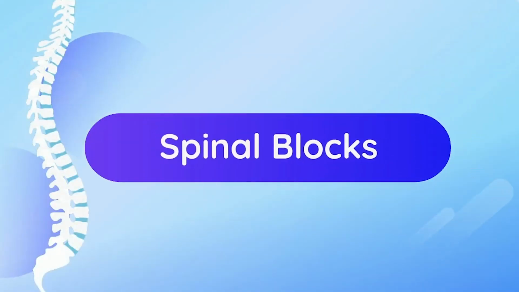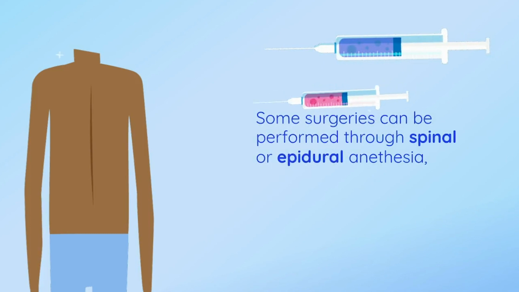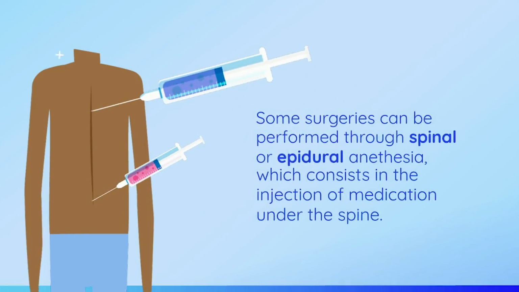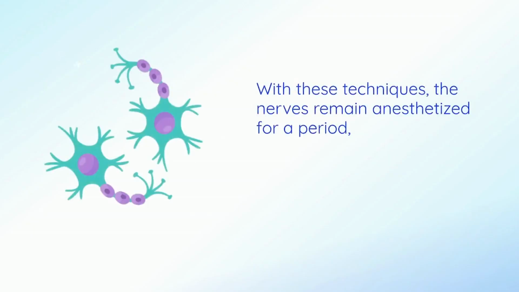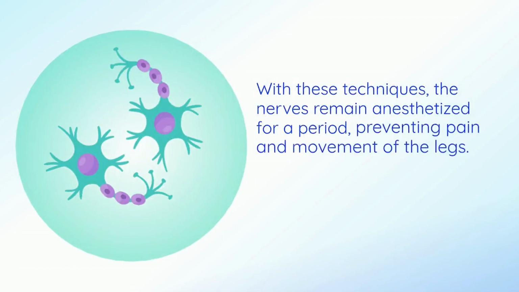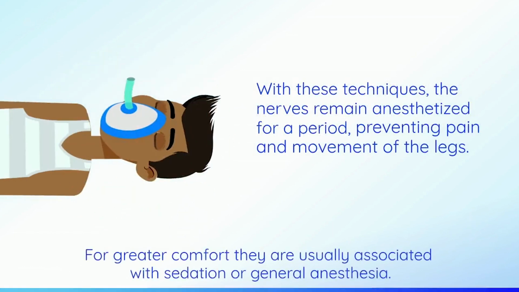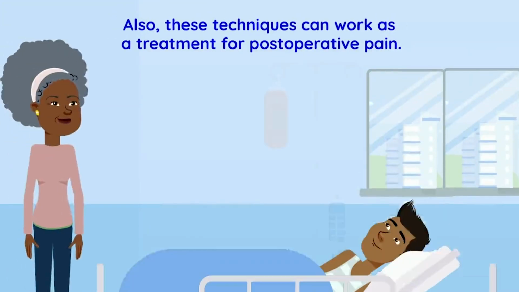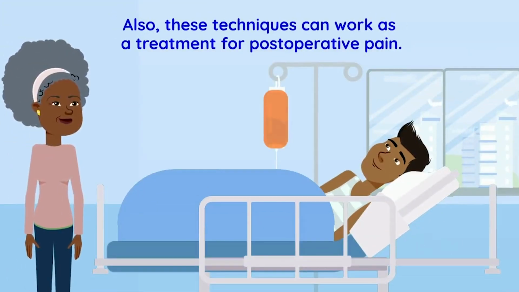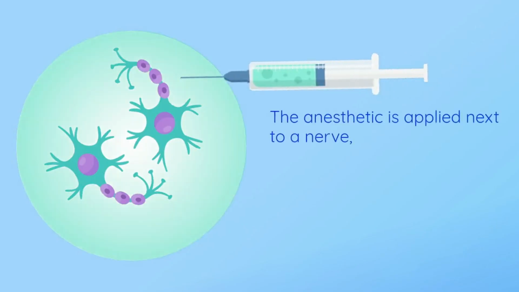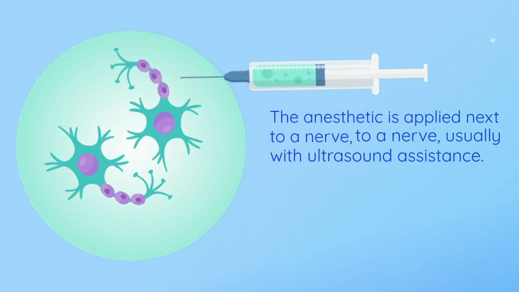Spinal blocks. Some surgeries can be performed through spinal or epidural anesthesia, which consists in the injection of medication under the spine. With these techniques, the nerves remain anesthetized for a period, preventing the patient from feeling pain and moving the legs. For greater comfort, they are usually associated with sedation or general anesthesia. Also, these techniques can work as a treatment for postoperative pain. Peripheral blocks. The anesthetic is applied next to a nerve, usually with ultrasound assistance.